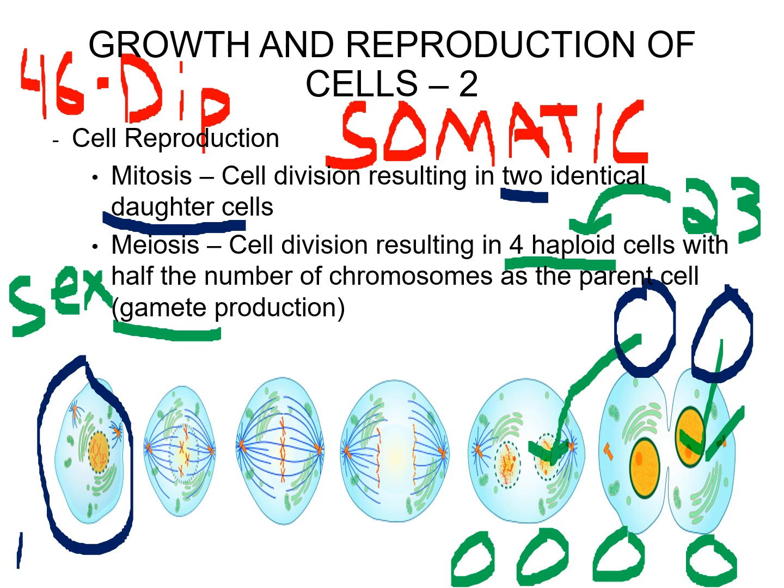And we'll talk more about what's going on with meiosis at the very end of the chapter. So that's the difference between mitosis and meiosis. It's just where are the cells? Are we talking sperm and egg, or are we talking everything else?